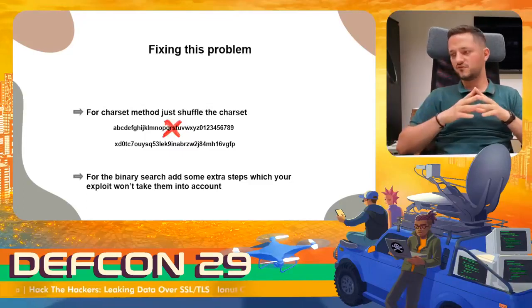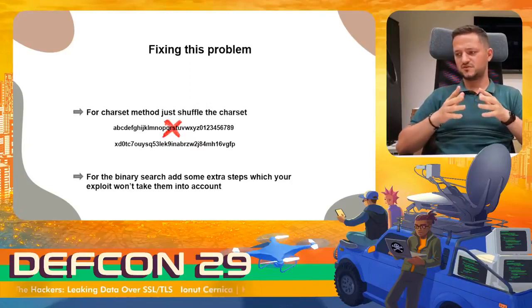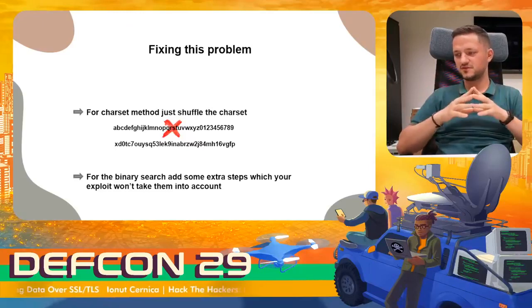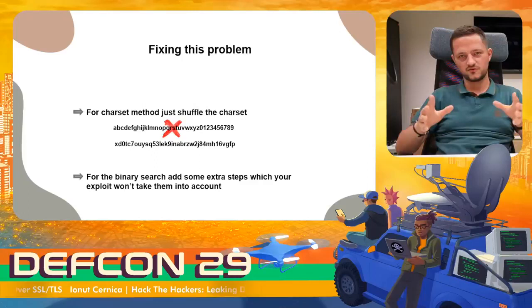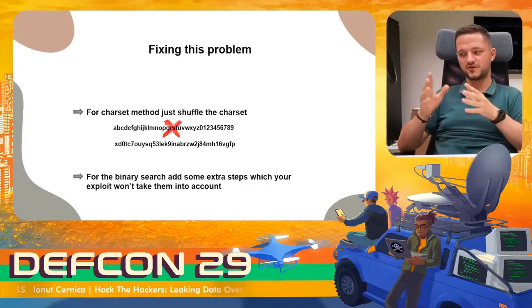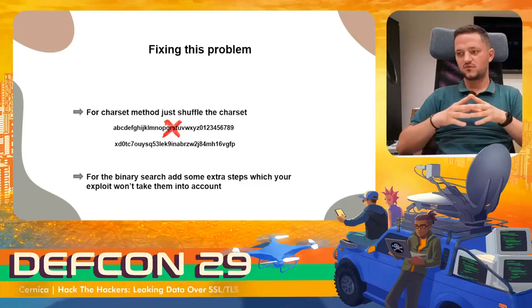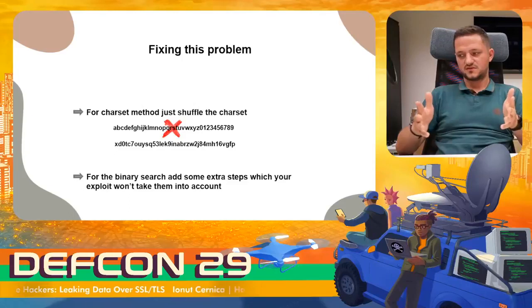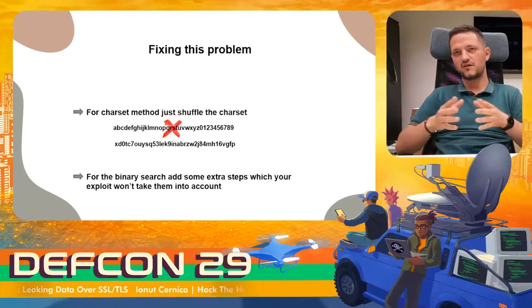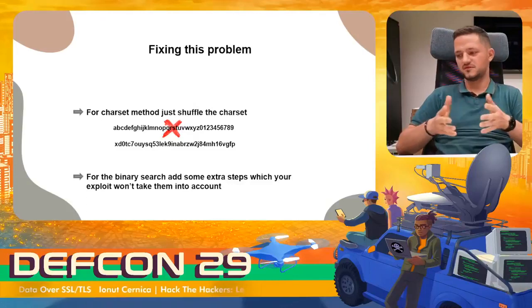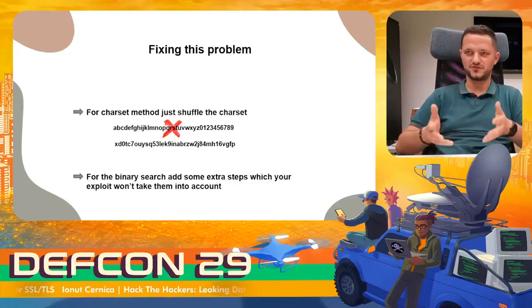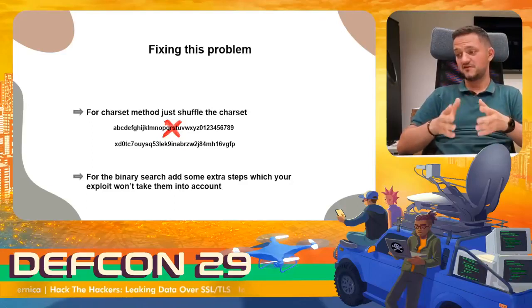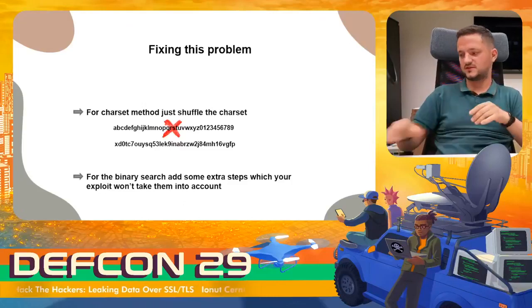So how can we fix this problem? For the charset method, there's an easy way: shuffle the order of the characters in the charset, and only your exploit knows the position of each character, and someone like the man in the middle will never know. And for the binary search, you should add some extra steps. Of course, it will have an impact on the optimization because binary search tries to optimize the process. You'll have extra steps, but it's safer for you to add those extra steps.